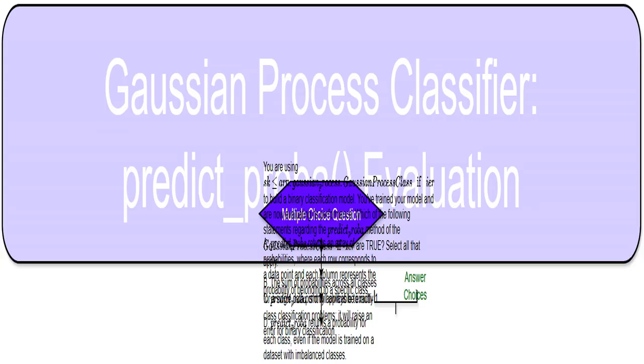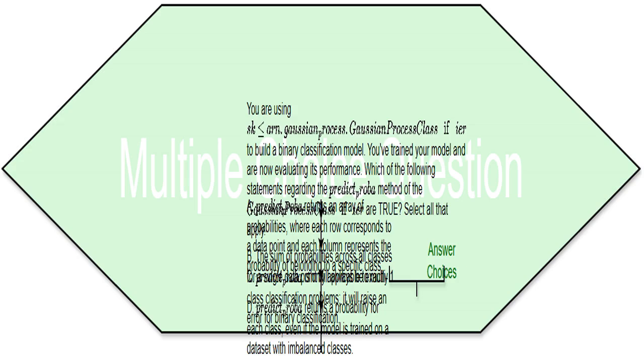I'll explain the predict_proba method in the scikit-learn Gaussian process classifier. This method gives you the probability that a data point belongs to each class in your classification problem. It's a key tool for understanding your model's confidence in its predictions. This is a multiple-choice question testing your understanding of the predict_proba method. You'll be presented with several statements about how this method works, and I'll help you determine which are correct.